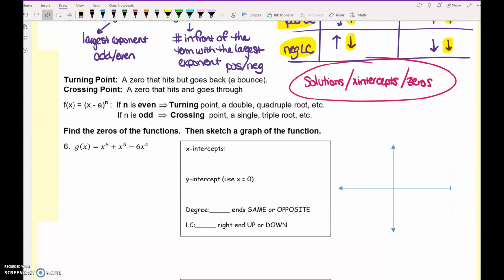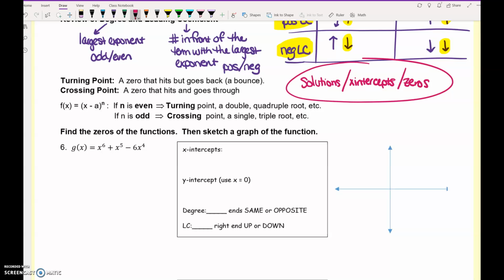So it's going to ask us in number 6 to find the zeros of the functions. They're meaning find the x-intercepts, find the solutions. So if this said 0 equals, they want you to put the function equal to 0 and solve it. And we learned yesterday that you can take a polynomial like this that equals 0 and you can factor and solve.